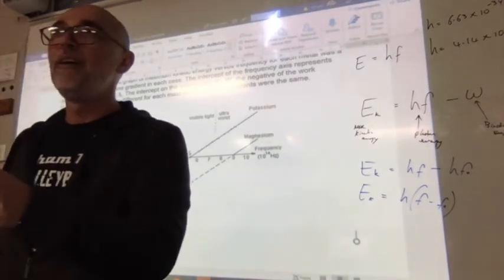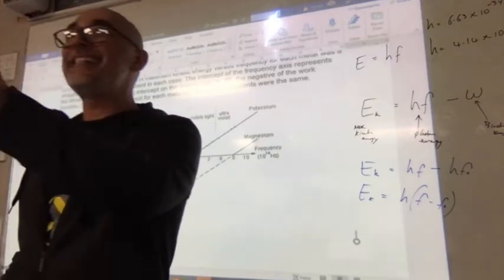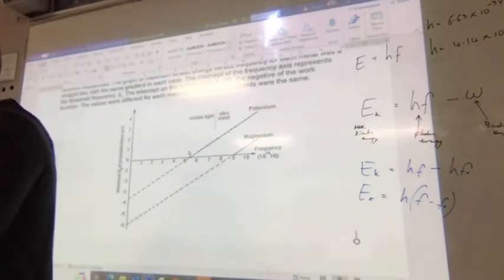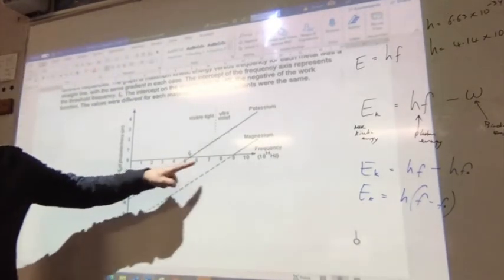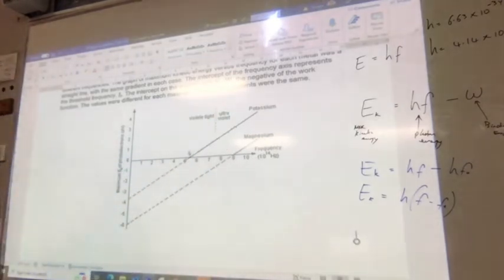Yeah. It's like a gradient of that. Absolutely. And that is one of the standard questions that they give you on exams, is that this gradient, notice the gradient's always the same for all metals. Yeah, because the gradient is Planck's constant.